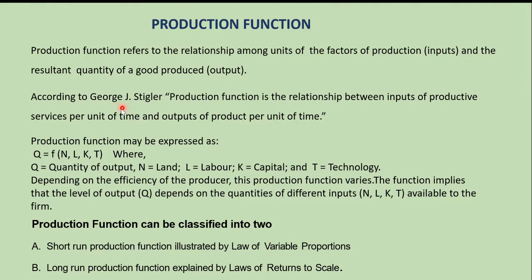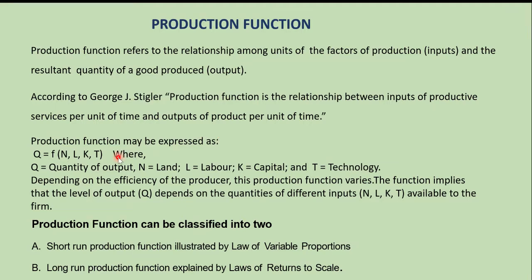So in the words of George Stigler, production function is the relationship between inputs of productive services per unit of time and outputs of product per unit of time. Shall I repeat it again? So according to George J. Stigler, production function is the relationship between inputs of productive services per unit of time and outputs of products. You get products as outputs per unit of time.